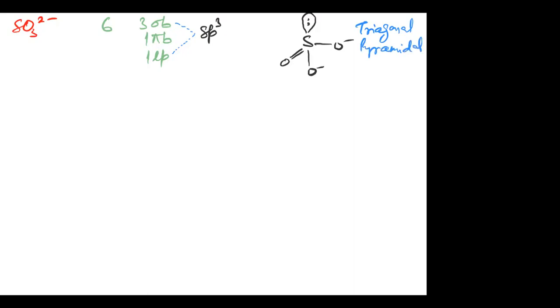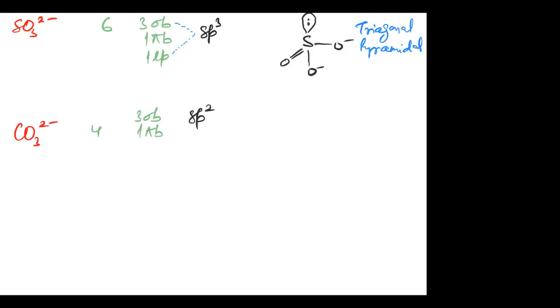Trigonal pyramidal geometry. Same in the case of carbonate ion. Out of 4 electrons of the carbonate ion, it is definitely forming 3 sigma bonds. It can form 1 pi bond. 3 sigma bonds means it is sp2 hybridized.